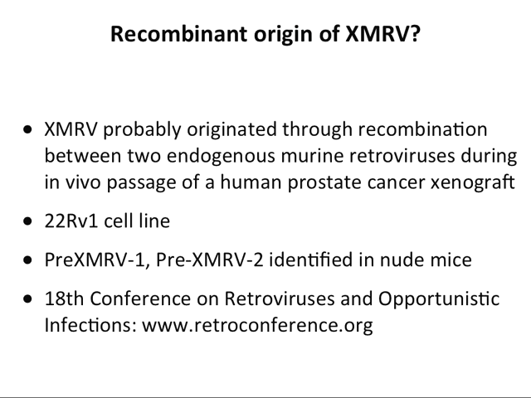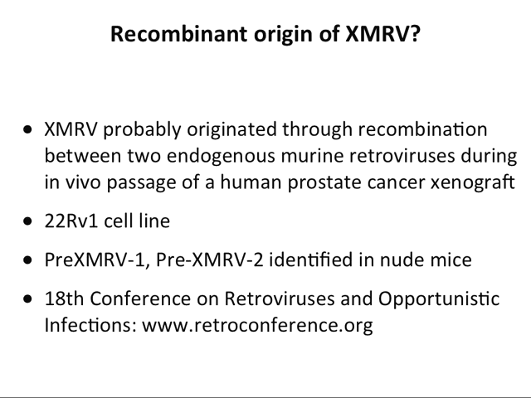Finally, not too long ago, there was a conference in Boston, the 18th Conference on Retroviruses and Opportunistic Infections. And a group from NCI presented the finding that XMRV probably originated via recombination between two endogenous murine retroviruses while the human tumor was being passed through mice to make this cell line, 22RV1. So what they did is they sequenced mouse strain DNA, and they found precursors to XMRV in two different strains of mice. They call them pre-XMRV1 and pre-XMRV2.